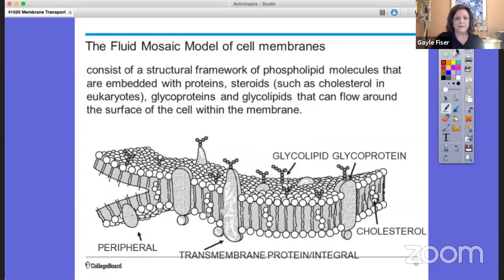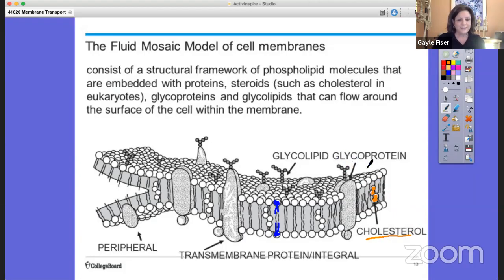The fluid mosaic model of cell membranes consists of a structural framework of phospholipid molecules that are embedded with proteins, steroids such as cholesterol in eukaryotes, glycoproteins and glycolipids that can flow around the surface of the cell within the membrane. So this is a cell membrane, and let's get our orientation. Here's all our phospholipids. It also has cholesterol. Do you remember the four fused rings? Those were cholesterol. Those were lipids, remember?